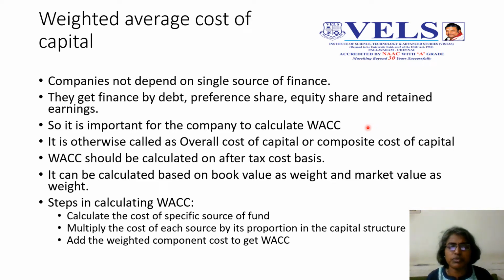And these are all the steps that are involved in calculating the WACC. Calculate the cost of specific sources of fund, multiply the cost of each source by its proportion to the capital structure, add the weighted component cost, and get WACC. So calculating the cost of capital is a very simple procedure. We can calculate in the next sessions.